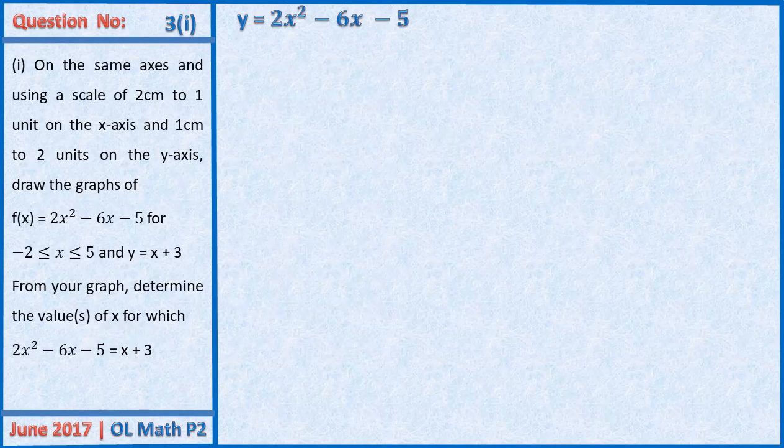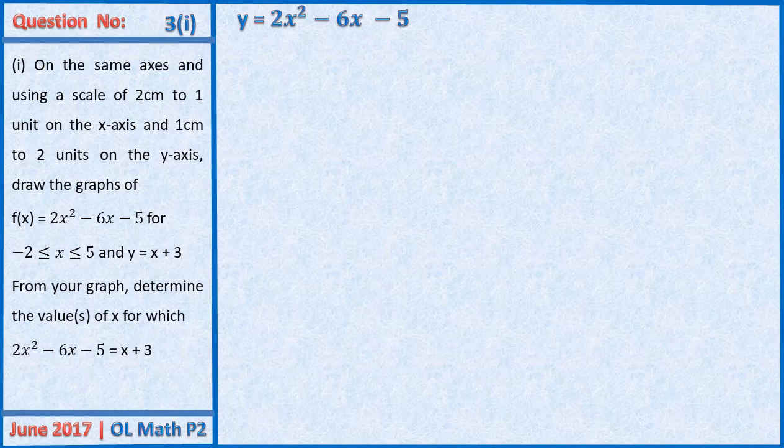The next question, question number 3. The first part: on the same axis and using a scale of 2 centimeters to 1 unit on the x-axis and 1 centimeter to 2 units on the y-axis, draw the graphs of f of x equals 2x squared minus 6x minus 5 from -2 to +5, and the graph of y equals x plus 3, and from your graph determine the values of x for which the two are equal.